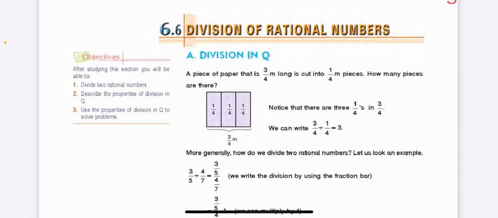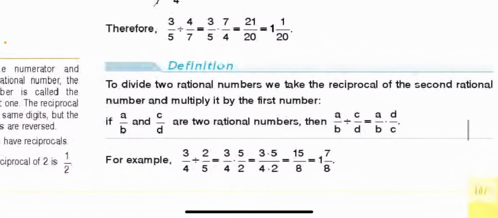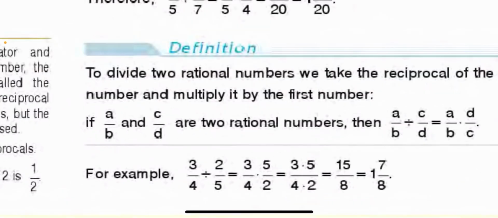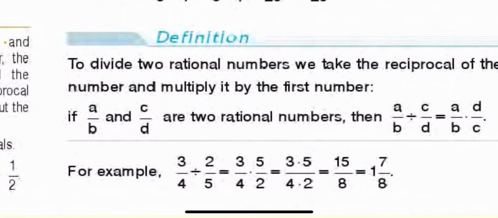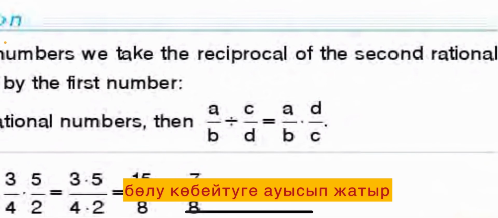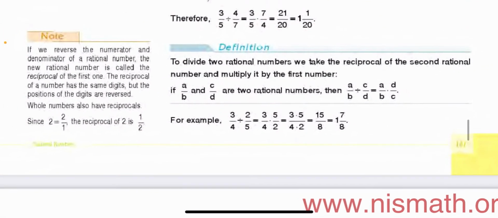What about division of rational numbers? How do we divide? To divide two rational numbers, we take the reciprocal of the second rational number and multiply it by the first number. The formula: if A over B and C over D are two rational numbers, then A over B divided by C over D equals A over B multiplied by D over C. What did we do? We just switched the places of numerator and denominator of the second fraction, C over D to D over C. And we just multiplied both fractions.